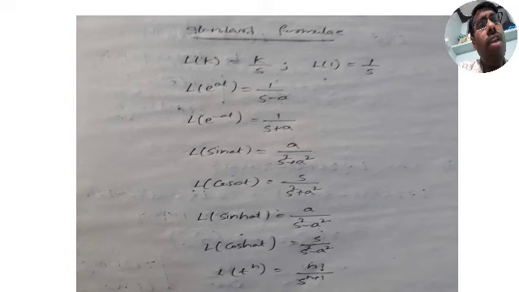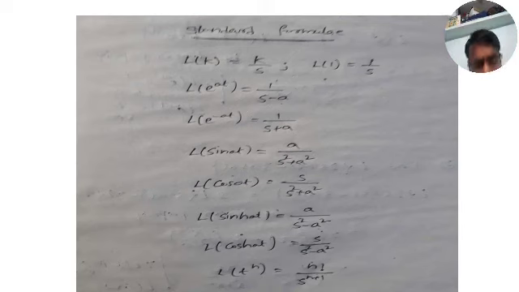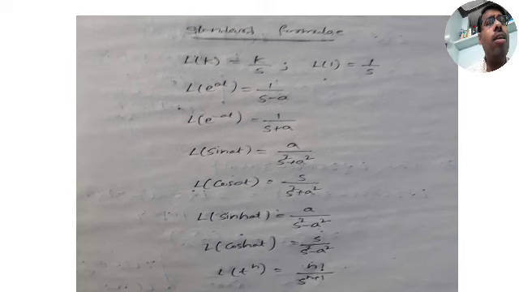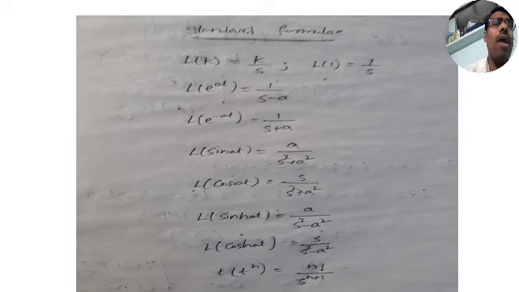L of e power at is 1 by s minus a. L of e power minus at is 1 by s plus a. Are you getting it? For e power plus, the formula is 1 by s minus a, and for e power minus, the answer is 1 by s plus a. For plus it is minus, and for minus it is plus.